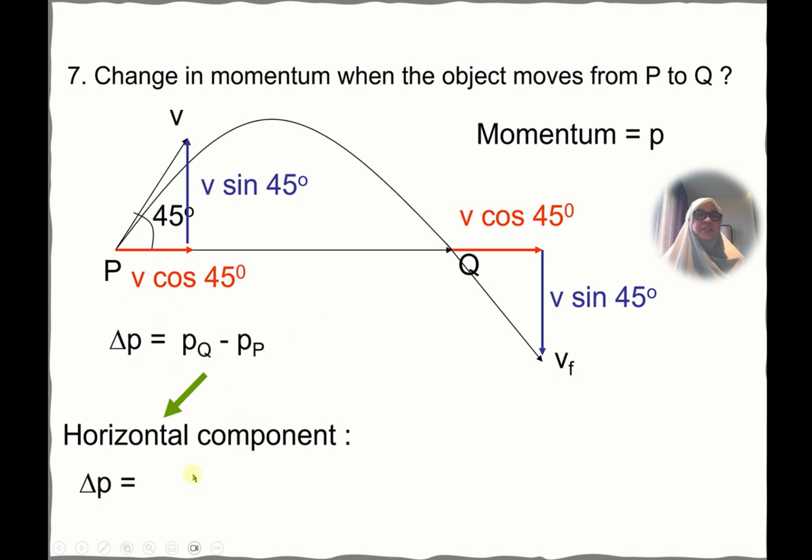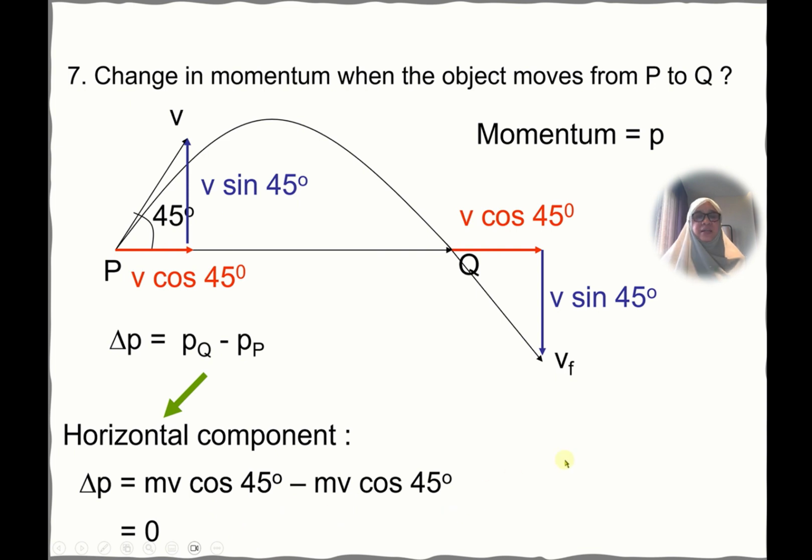The momentum is m times v, mass times velocity. Let's say the mass of the object is m. So m times v cos 45 degrees at the final. This is the horizontal component: mv cos 45 degrees, final minus initial. So final is v cos 45 degrees minus positive v cos 45 degrees, and we get 0, because they are the same value and in the same direction. So this is the change in momentum for the horizontal component.